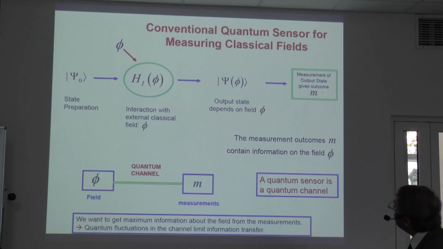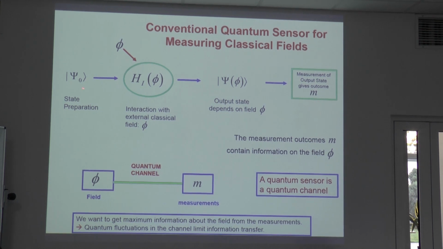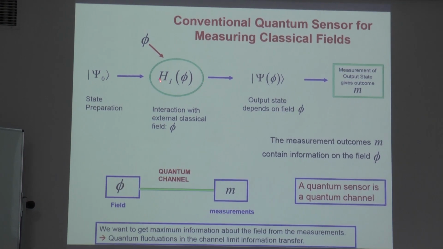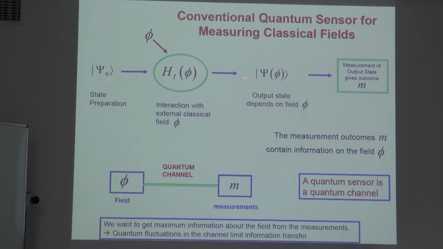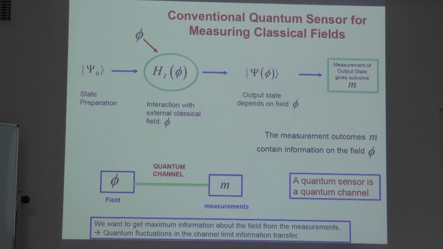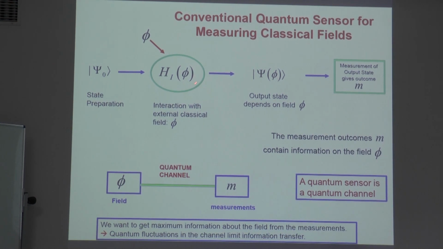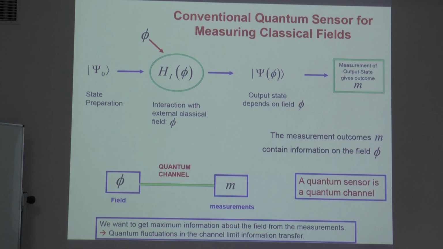So the idea of what I think of as a conventional quantum sensor, this is a theorist's idea. You prepare a quantum state, some initial quantum state, psi 0. Then you have some interaction Hamiltonian. There's an interaction with an external field. And then out comes another quantum state, which depends on that field. And the interaction occurs only over a finite time. When this quantum state comes out, you can make a measurement. And from these quantum measurements on this state, you can get some information about phi, the field. This is a classical field, has no quantum degrees of freedom.